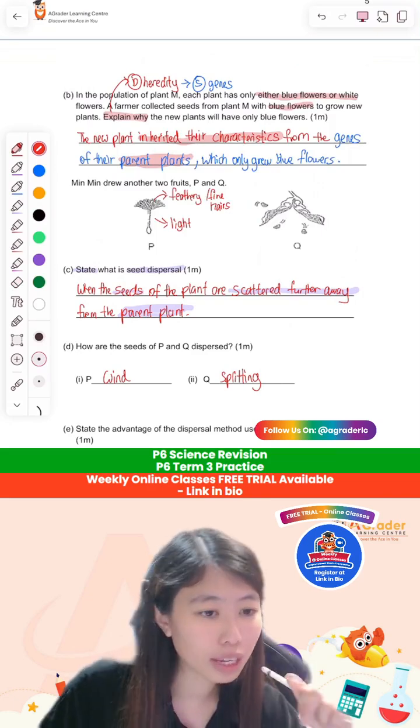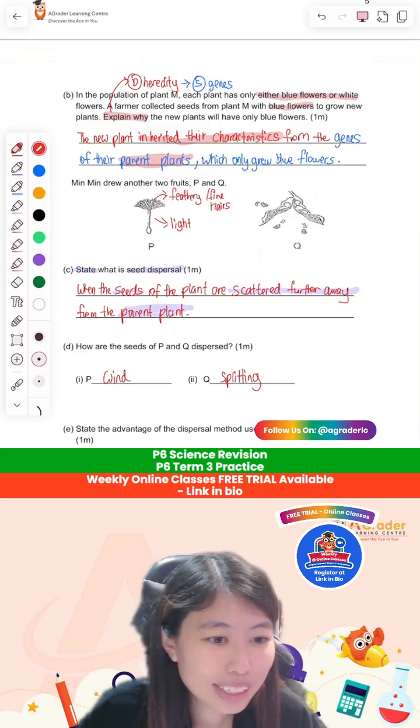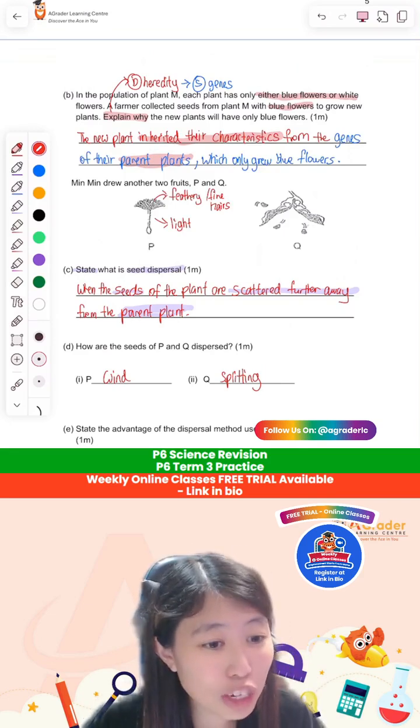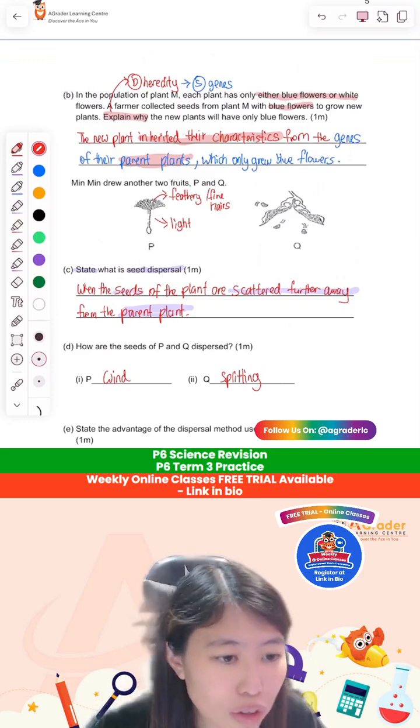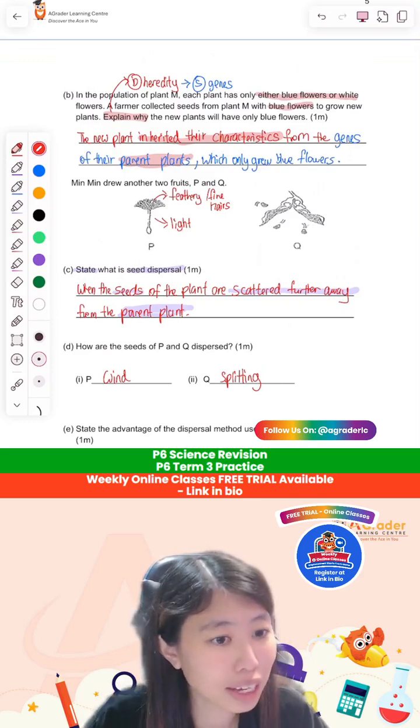Now, what about splitting? Do you know why? Lightweight, very good. Then what about Q? How do you know that Q is by splitting?